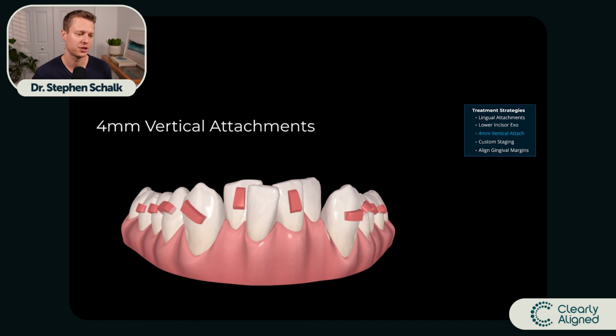So you can see that the tooth that's going to be extracted here is the 4-1. The two neighboring teeth next to it, though, are going to have vertical attachments that are 4mm long. These attachments are going to be very, very important to ensure that the roots of the teeth are moving in the proper direction. If we don't have these attachments on this case, then what's going to happen is the crowns are going to tip into that space, and we're not going to be successful at closing the space by moving the roots.